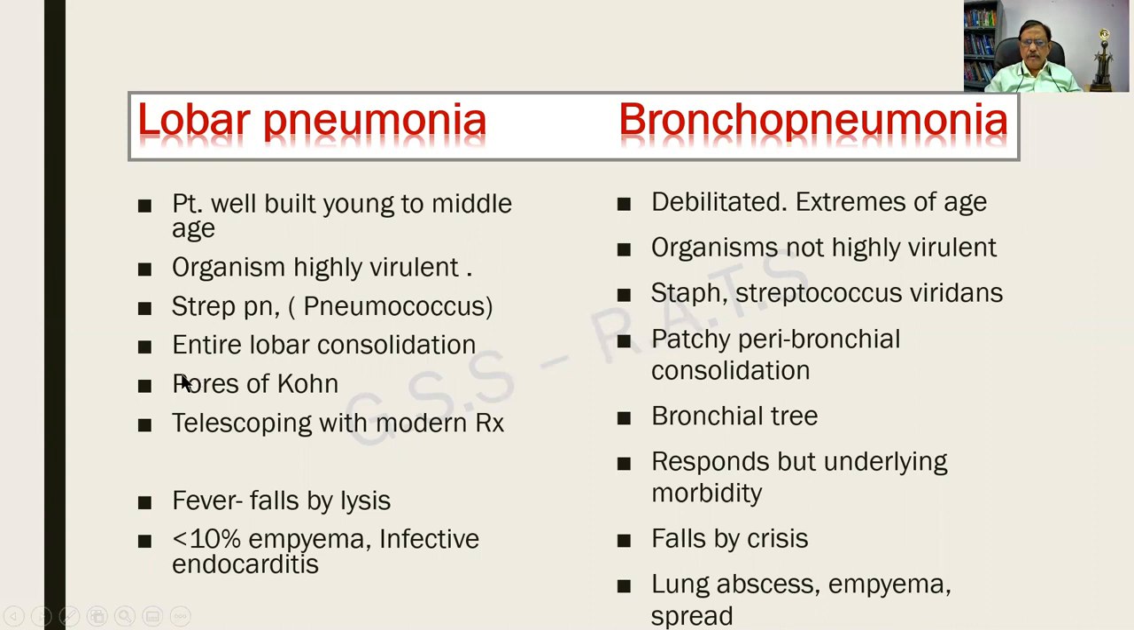The pores of Kohn will help us to understand. There will be a spread of infection from one alveolus to another, and the entire lobe is involved. We have seen all this. So kindly learn this tabular column by heart. It is mandatory. This tabular column you can use for both lobar pneumonia as well as bronchopneumonia.